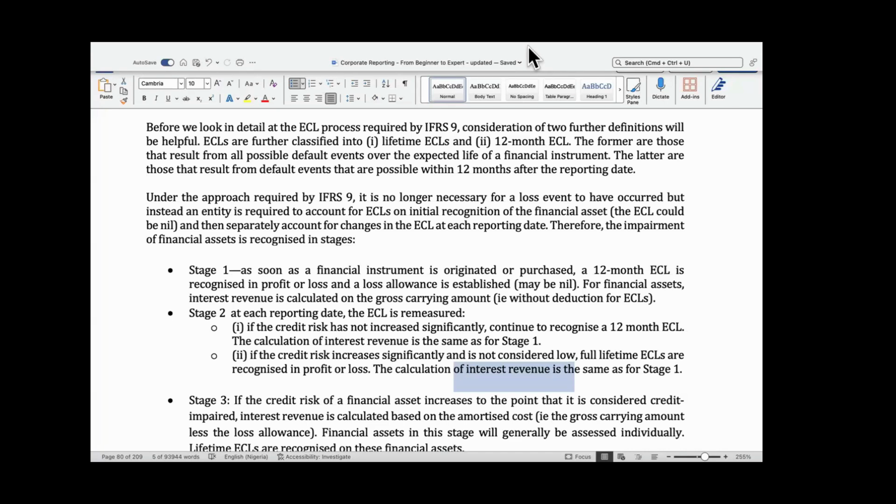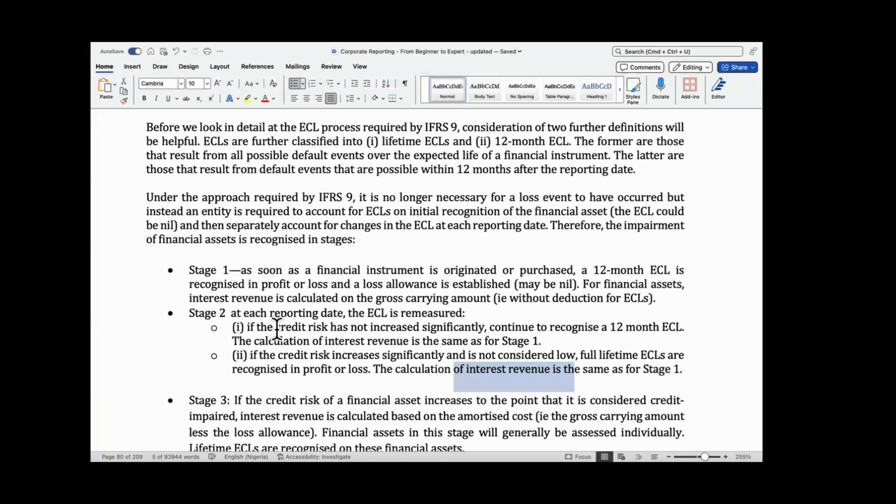Okay, having said that, I think the key thing is this: how would you know that credit risk has increased or it has not increased? Because in the exam, they might not tell you directly that credit risk has increased, so that you know to make a full lifetime ECL. But in most questions I've seen, they don't tell you. And how would you know?